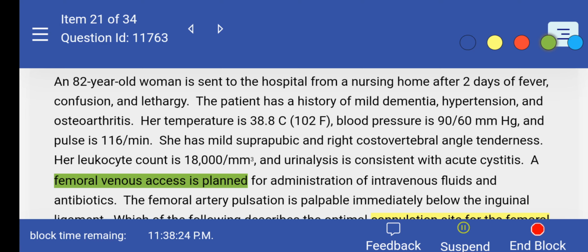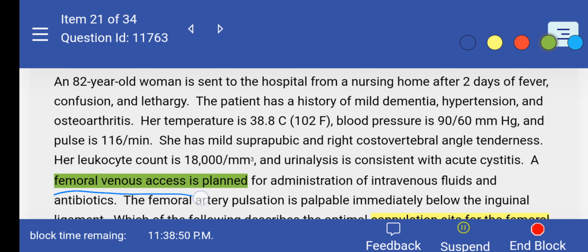Her temperature is 38.8 degrees centigrade or 102 degrees Fahrenheit. BP is 90 by 60 mm of mercury, and pulse is 116 per minute. She has mild suprapubic and right costovertebral angle tenderness. Her leukocyte count is 18,000 per millimeter cube, and urine analysis is consistent with acute cystitis.